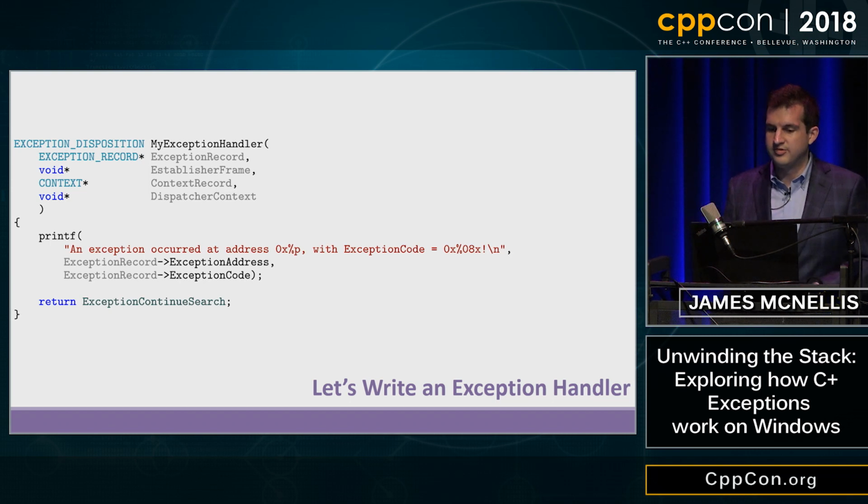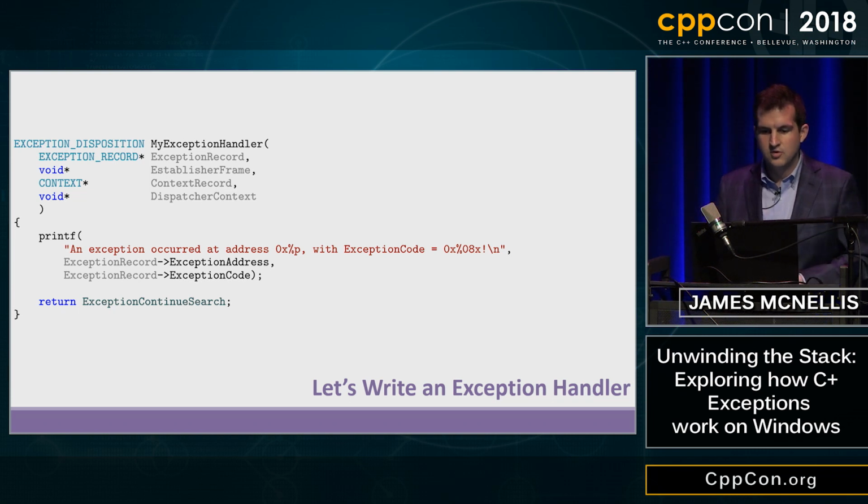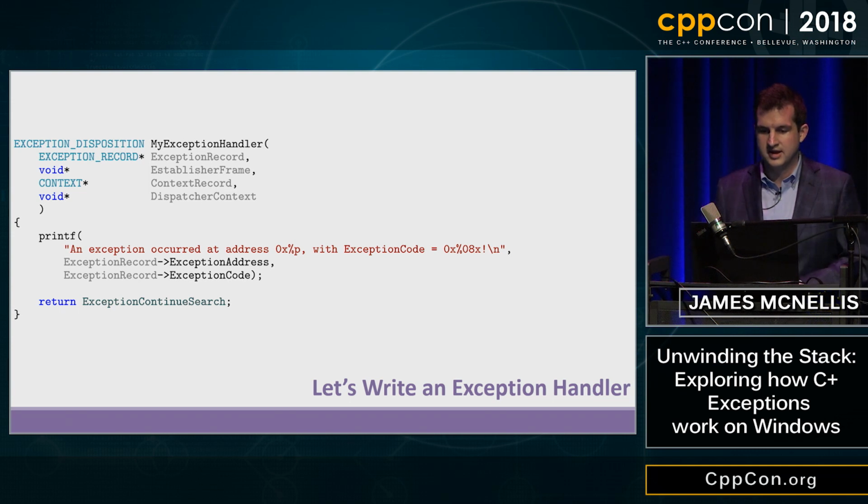For our first handler, we'll just print a message with the exception address and exception code so that we know the error happened and what the error was, and we know that the OS actually called our handler. We'll then return ExceptionContinueSearch, which tells the OS that this handler does not want to handle the exception, and it should continue searching for a handler.